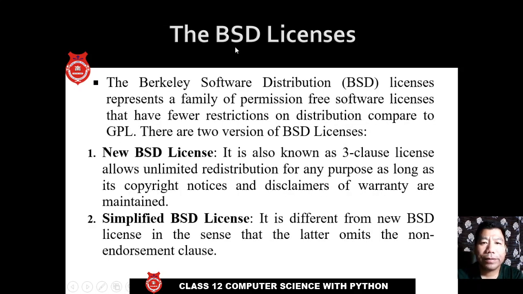Alright, let's talk about the next license, which is the Berkeley Software Distribution License. It represents a family of permissive free software licenses that have fewer restrictions on distribution compared to GPL. There are two versions of BSD licenses.